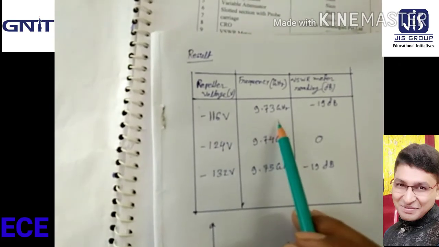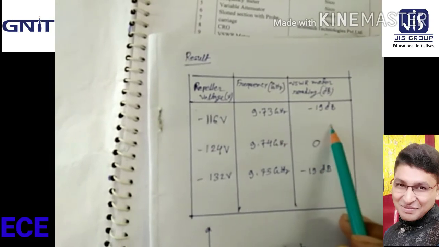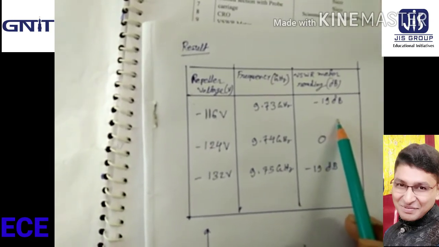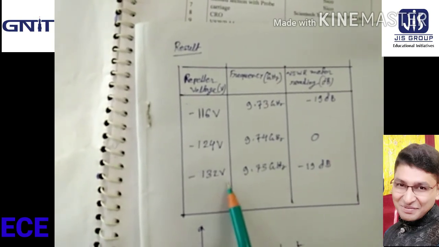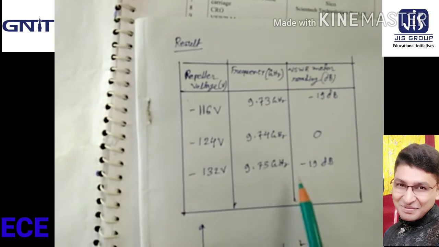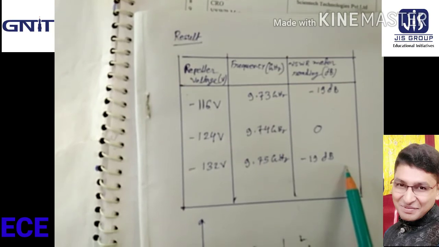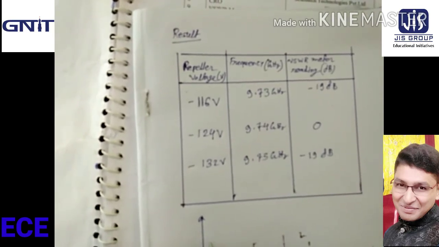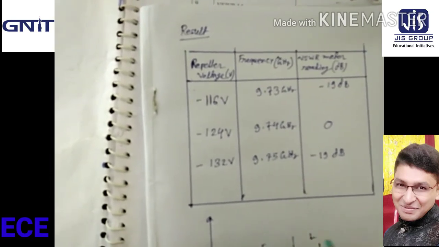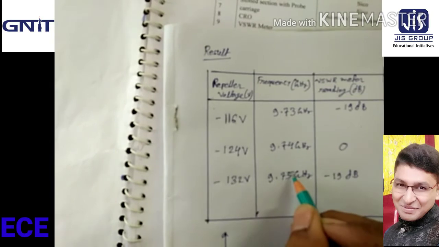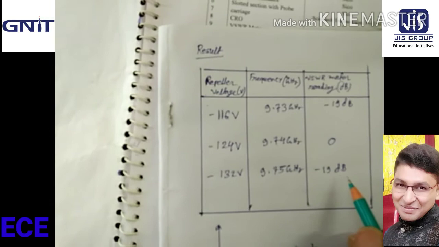Repeller voltage 116 volt, frequency 9.73 gigahertz, and VSWR reading minus 19 dB. Repeller voltage 124 volt, frequency 9.74 gigahertz, VSWR reading 0 dB. Repeller voltage 132, frequency 9.75 gigahertz, and VSWR reading minus 19 dB.